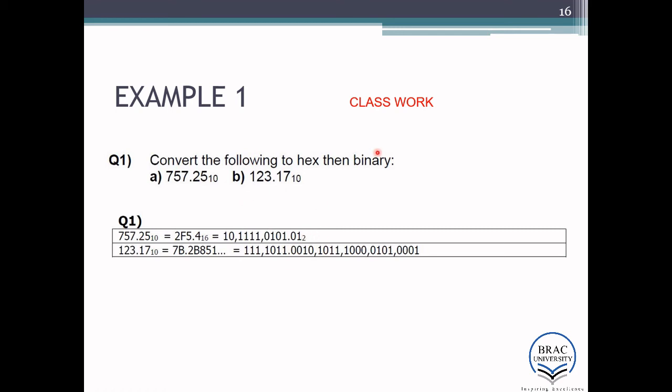We will discuss this in the class actually. So this is a class work. The procedure we have discussed before. I suggest you show the whole calculation and check with the results whether you got the same results or not. Similar thing, 123.17. Divide by 16, you'll get this hexa, and then hexa to binary. So convert this hexa to binary, you will get something like this.